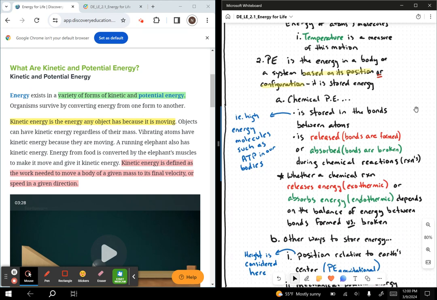Potential energy, PE, is the energy we say is stored. We often say it's stored energy. Now, this is important. I haven't highlighted it. That potential energy can be based on your position. If you're standing at the edge of a swimming pool and you jump into the water, you'll create a splash.